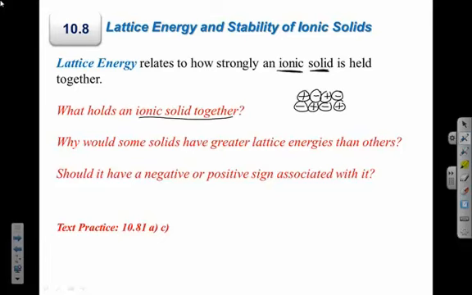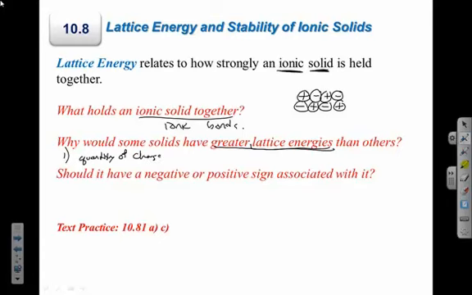So what holds the ionic solid together? Ionic bonds. Why would some ionic solids have a greater lattice energy than others? Well, because they have more charge to attract, or because they have more efficient packing. Right? So what affects lattice energy? There's two factors. One, the quantity of charge.